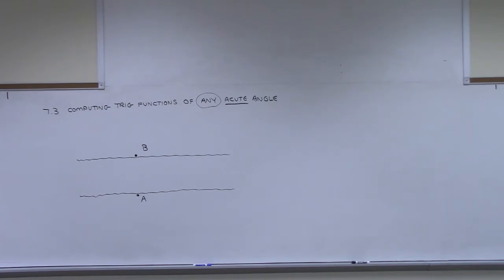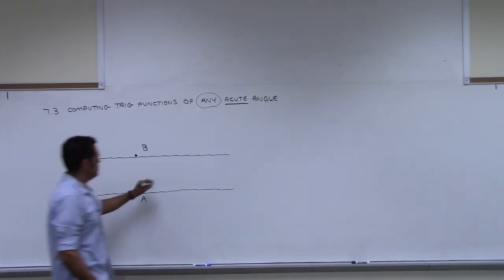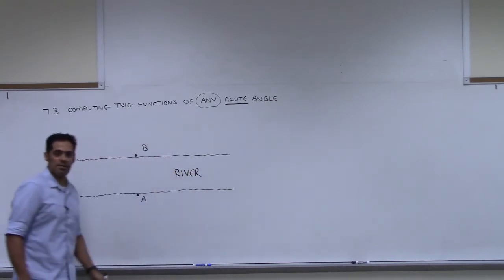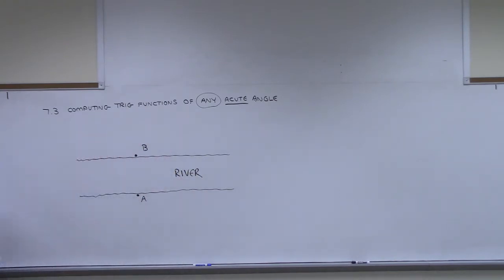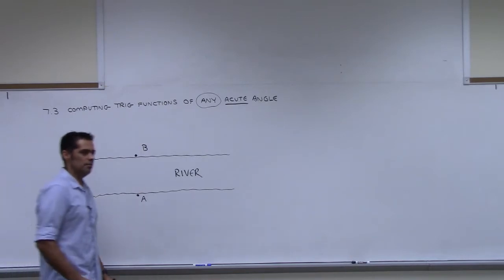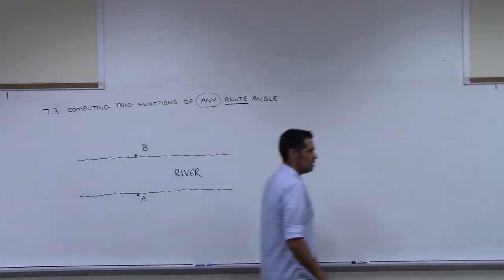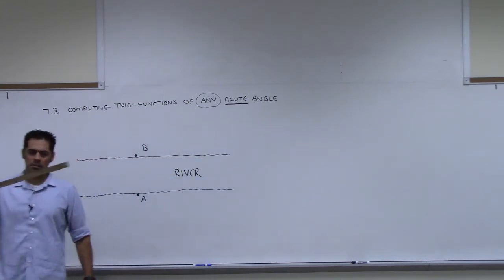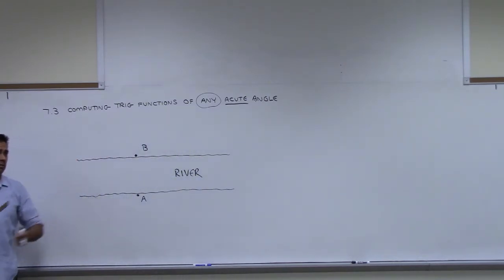This is a top view. This is my river. I would like to measure the distance across that river, but I can't actually physically get to the other side. So, what can I do? Imagine that you're standing on this side, and what you have with you is a tape measure, okay? And that's it.